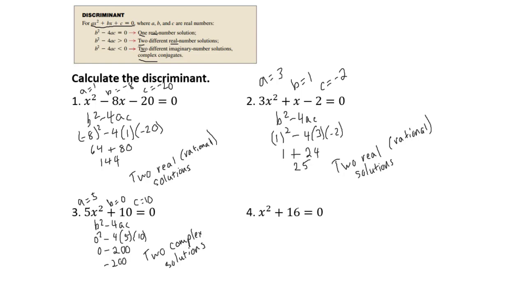All right, over here we can identify a as 1, b is also missing again, so it's 0, and c is 16. So that's 0 squared minus 4 times 1 times 16. So that's 0 minus 4 times 16, which is 64. So that's -64, which again gives us two complex solutions. All right, let's look at some more examples.